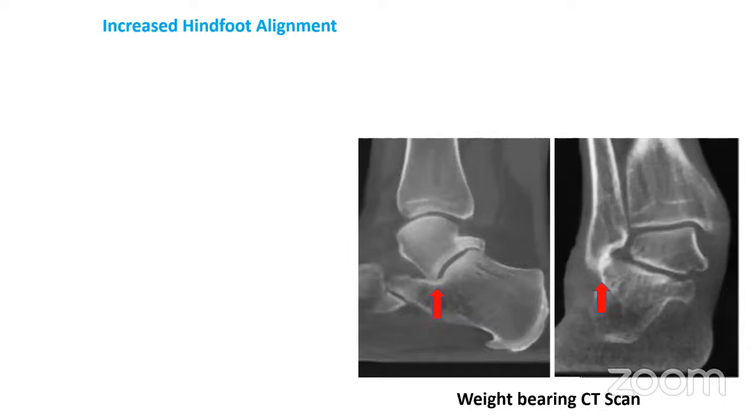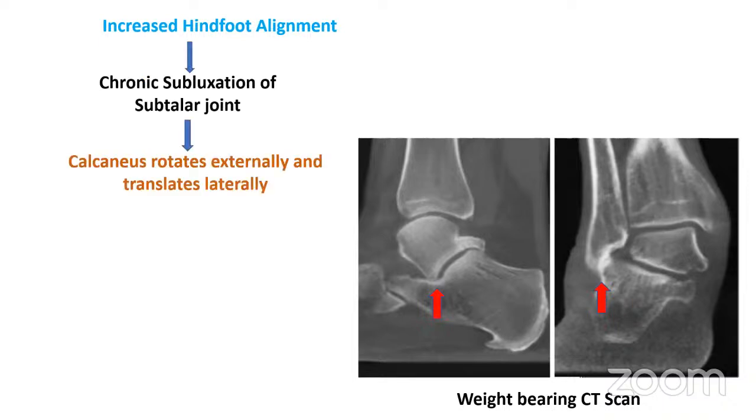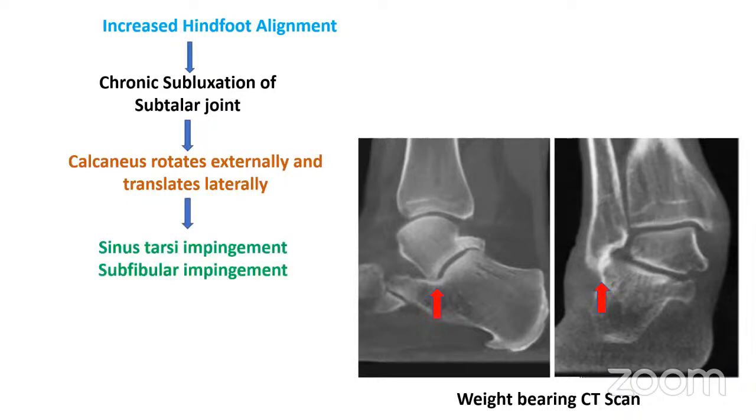So wherein we are able to identify the impingement happening at the anterolateral side. So we have seen the calcaneus which is abutting against the lateral malleolus over here. And this is when the chronic subluxation of the subtalar joint causes external rotation of the calcaneus and is called impingement happening over there, subfibular impingement.